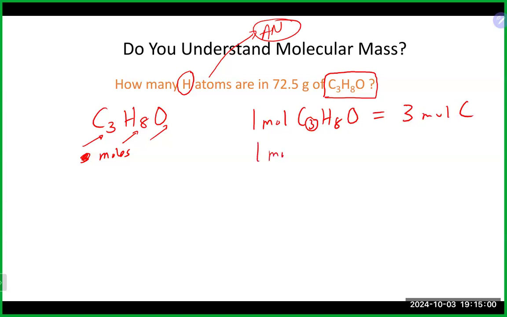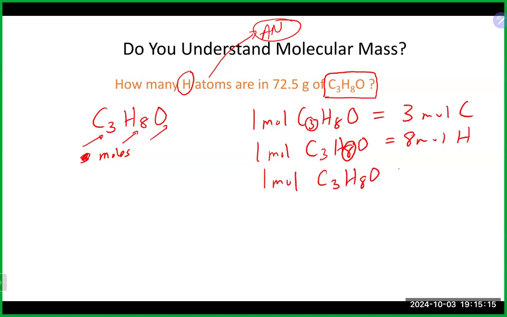And in 1 mole of C3H8O, we could see that there would be 8 moles of hydrogen. And in 1 mole of this entire thing, C3H8O, there would be, obviously, if nothing's written there, 1 mole of oxygen. So we could actually use the formula itself as a conversion factor, which is a mole to mole conversion factor. That is what's going to basically help us understand how we should do this problem.